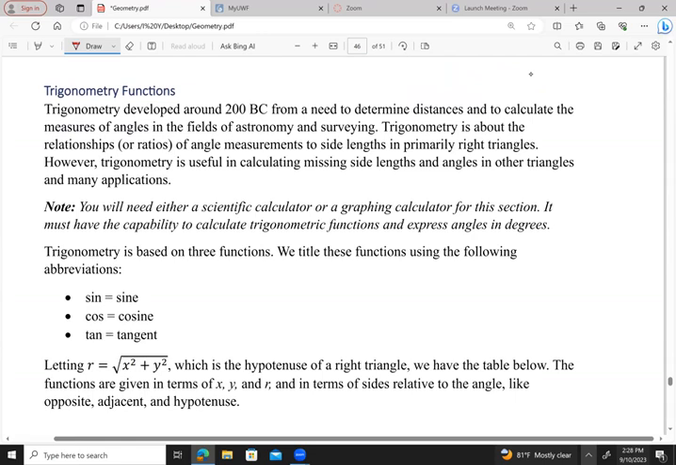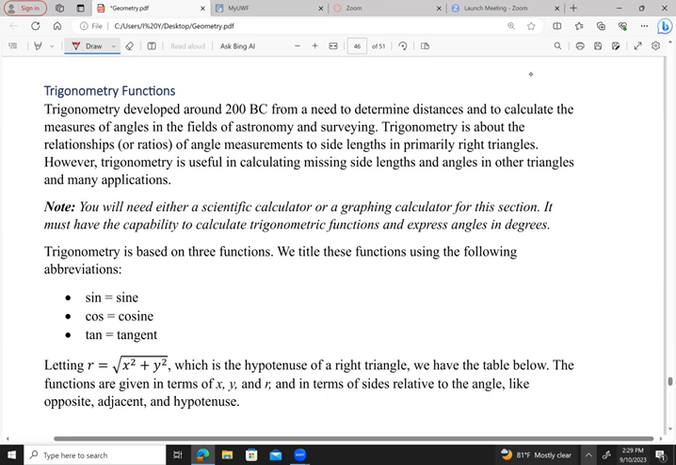Okay, so that brings us to trigonometry functions. Trigonometry developed around 200 BC from a need to determine distances and to calculate measures of angles in the fields of astronomy and surveying. It's about relationships or ratios of angle measurements to side lengths in primarily right triangles. However, trigonometry is useful in calculating missing side lengths and angles in other triangles and many applications.